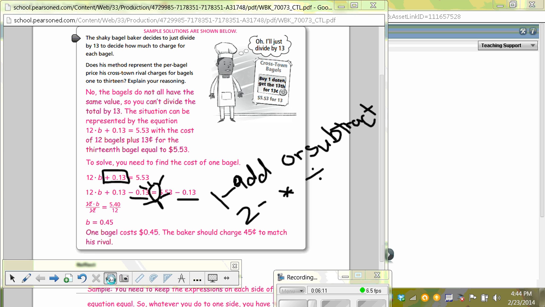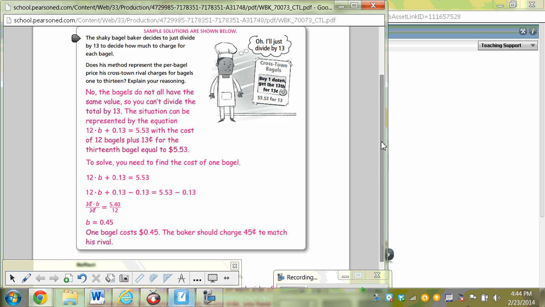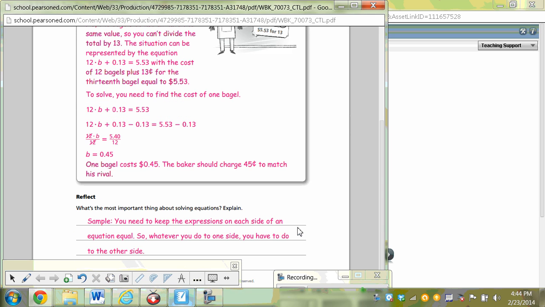Let's scroll down, and it says the sample. You need to keep the expression on each side of the equation equal. So whatever you do to one side, you have to do to the other because they have to be equal. Yours might say it with slightly different wording, but that should be the basic concept. What you do to one side, you have to do to the other. You need to be equal.